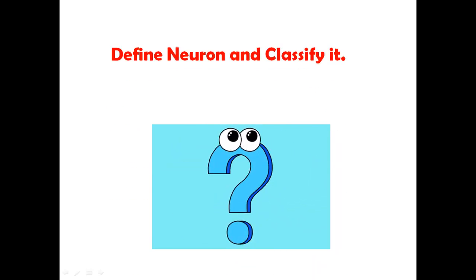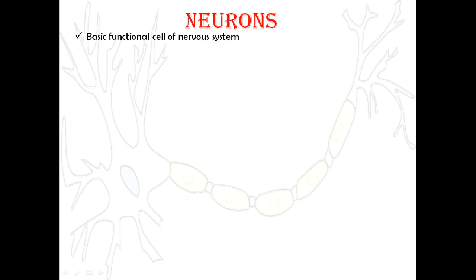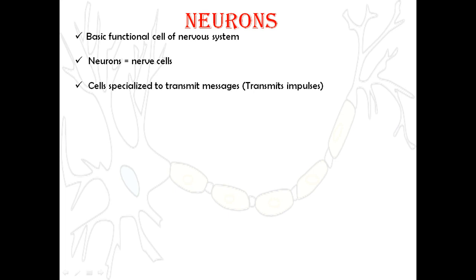I think there is one question. Define neuron and classify. First one is the neuron. The neuron is the structural and functional unit of the nervous system. A neuron is a nerve cell which transmits electrical impulses or messages.